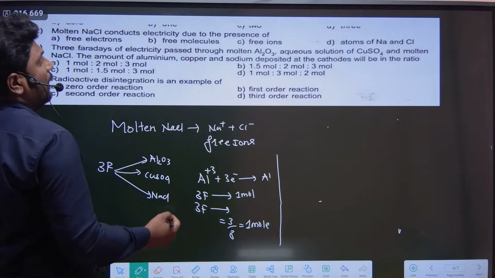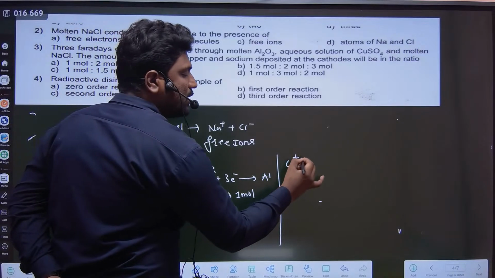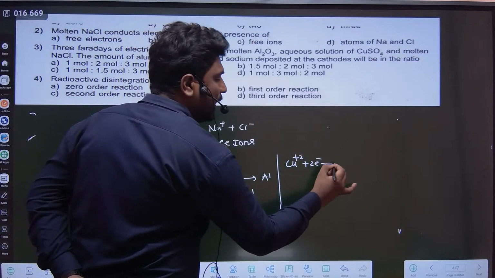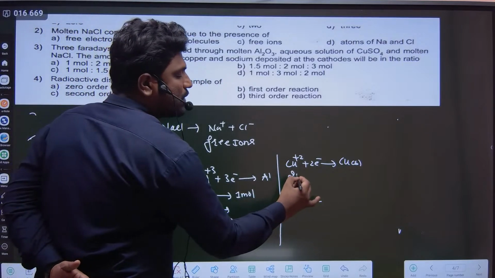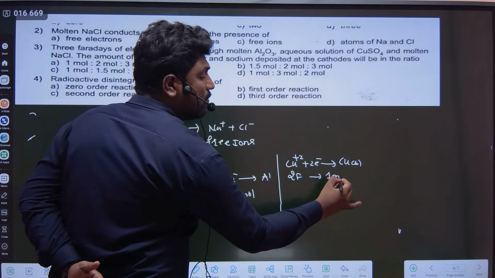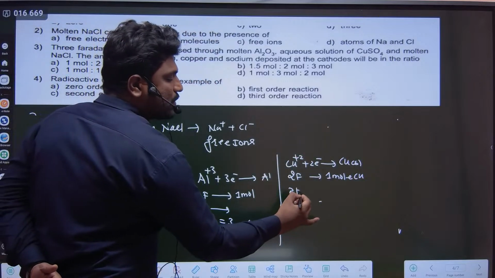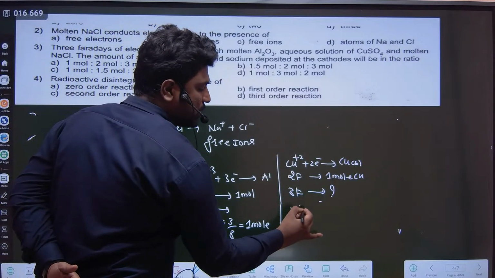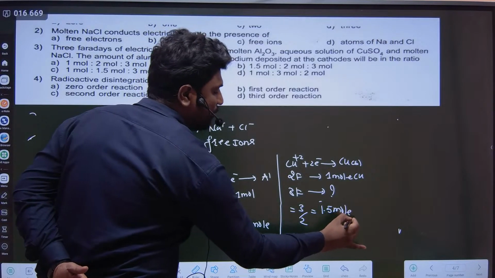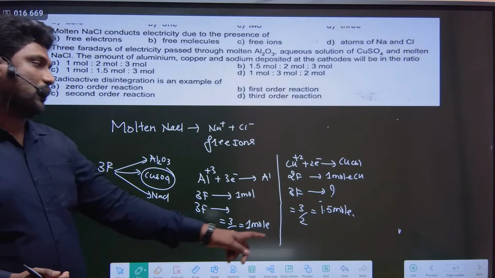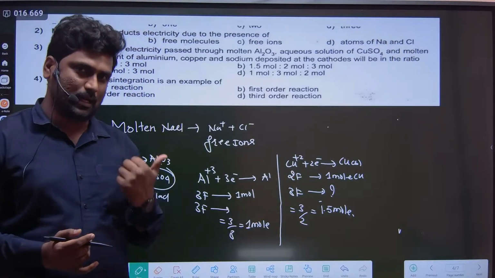In the same way, the second solution is copper sulfate. Copper sulfate has a Cu2+ ion. It gains 2 electrons and is deposited as 1 mole of copper. So 2 Faradays of electricity is required to deposit 1 mole of copper. Therefore 3 Faradays of electricity deposits how much? This will be 3 by 2, that is 1.5 mole of copper.